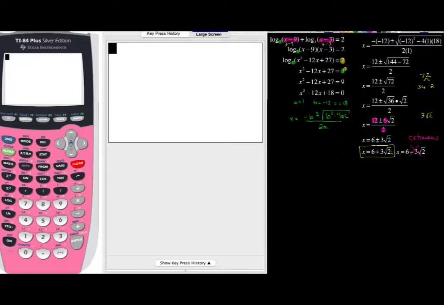Now in the last video, we solved log base 3 of x minus 9 plus log base 3 of x minus 3 equal to 2. We solved that algebraically. Now here, I'm going to show you a couple different ways that you can check your solutions using your graphing calculator.